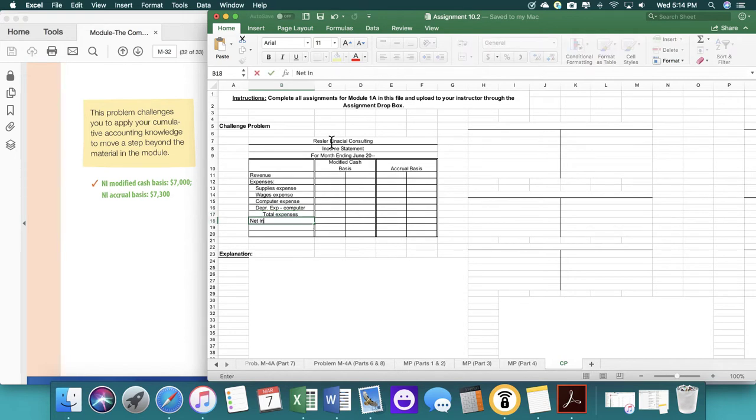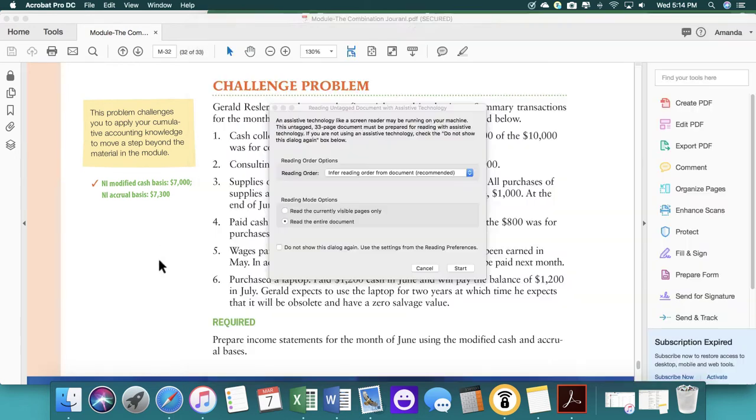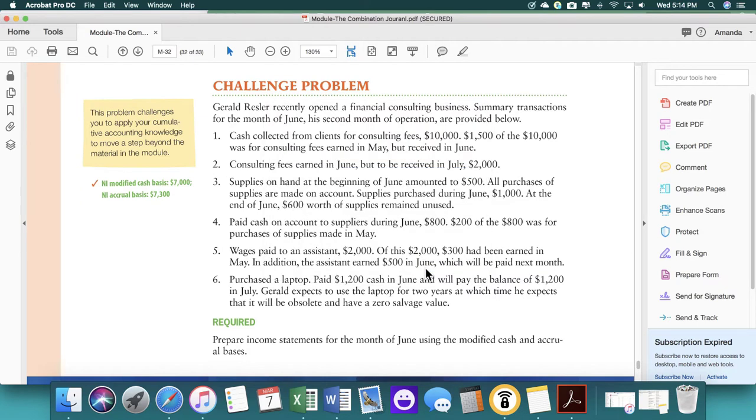and then net income. So here's where you have to go back and look at the different types of accounts. So the book tells us that for the modified cash basis, this amount should be $7,000 and this should be $7,300. Now our job is to figure out how do we get there. So we're gonna go slowly through this.